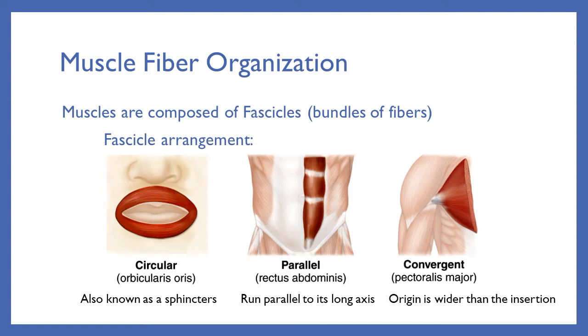They could have a circular arrangement. Circular fascicles surround your lips, and they also surround your eyes. Whenever they contract, they allow you to purse your lips or squint your eyes. And they're also used in the body as sphincters. Parallel arrangement is when all those fascicles are running parallel to their long axis. Your six-pack is an example of this. Convergent is where there is a large origin and a small insertion.